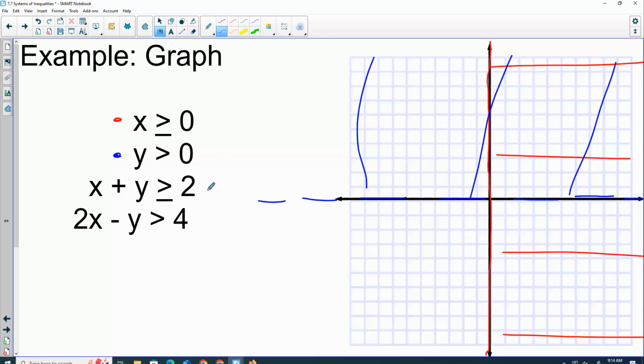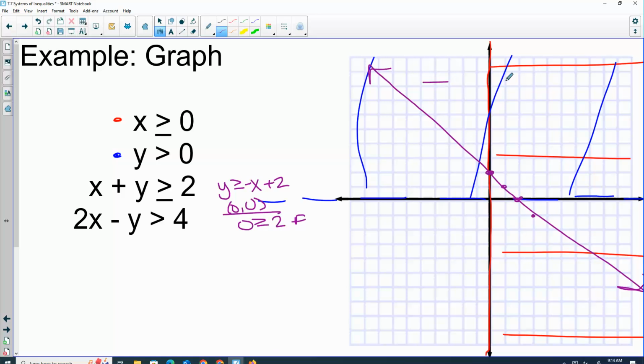Okay, if I do the next one, I get y is greater than or equal to negative x plus 2. So y-intercept of 2, slope negative 1. Will be a solid line. Greater than is above the line, or you can do your test point. And 0 is not bigger than 2, so we're just going here. So all it did was took out that little corner of the first quadrant.